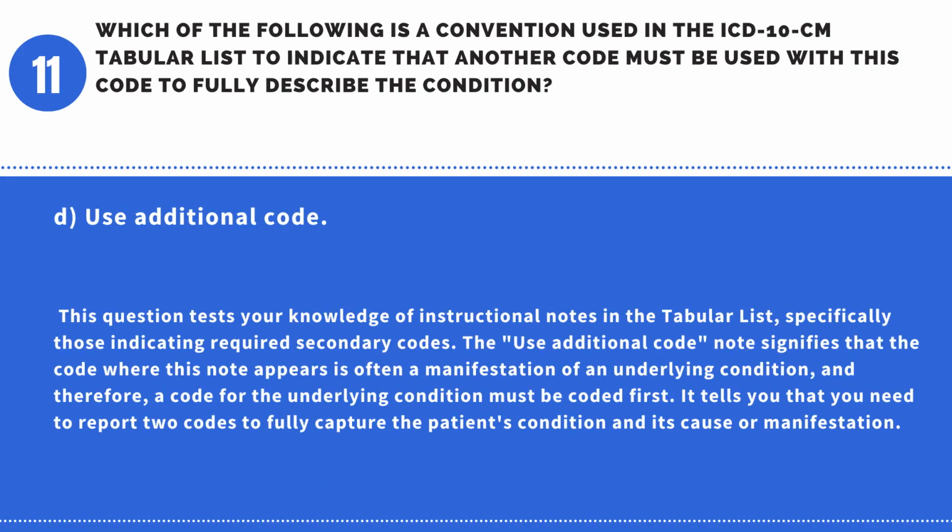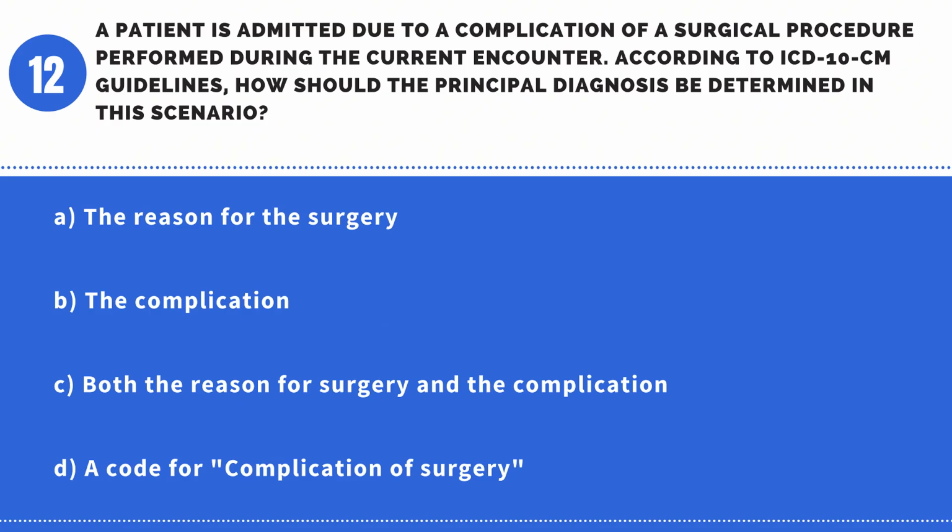Answer: D. Use additional code. This question tests your knowledge of instructional notes in the tabular list, specifically those indicating required secondary codes. The use additional code note signifies that the code where this note appears is often a manifestation of an underlying condition, and therefore, a code for the underlying condition must be coded first. It tells you that you need to report 2 codes to fully capture the patient's condition and its cause or manifestation.